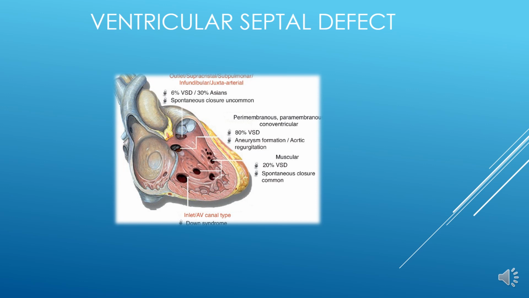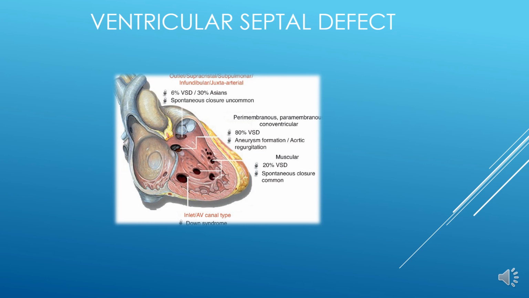Type 2 is perimembranous, also called conoventricular. These make up 80%, formed when the membranous area of the septum fails to completely develop, and are adjacent to the commissure of the anterior septal leaflet of the tricuspid valve.